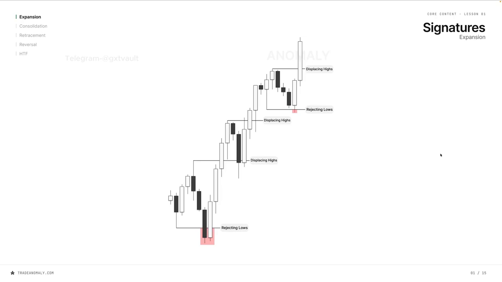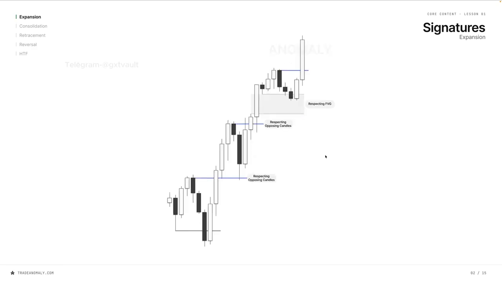Now let's cover phases of price and their signatures. Starting off with expansion, we're going to be highlighting highs and lows. How does price react to highs and lows within an expansion? Firstly, after price puts in a reversal and gives us that V shape away, that reversal signature, it should be displacing through highs and rejecting lows.